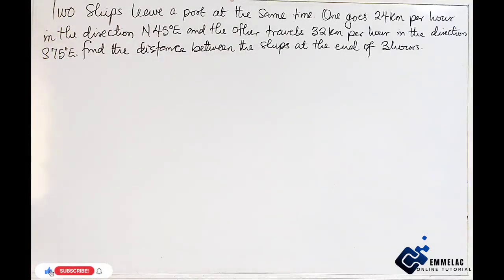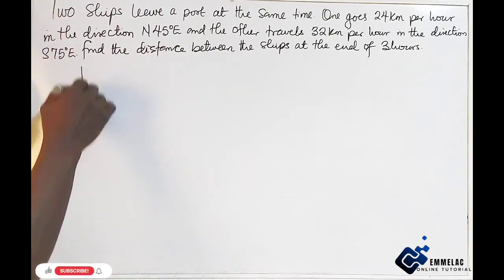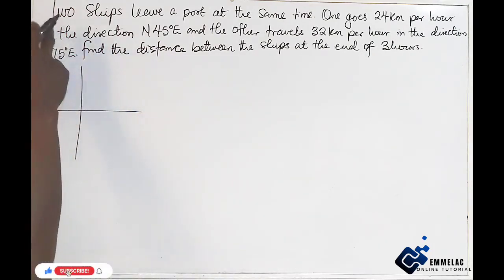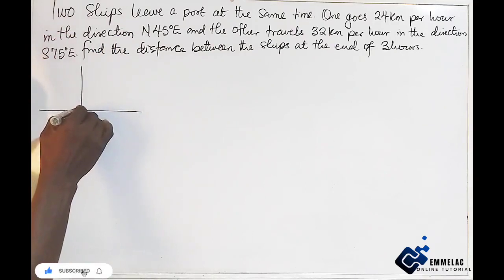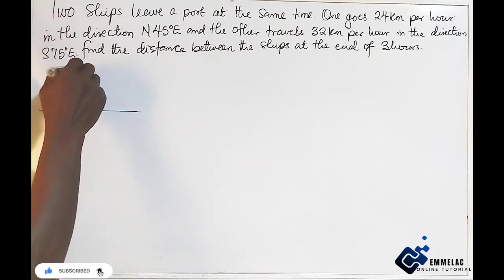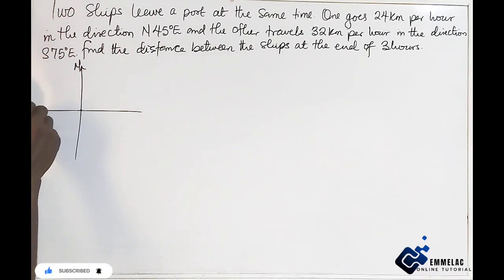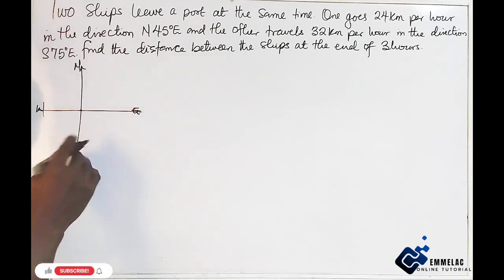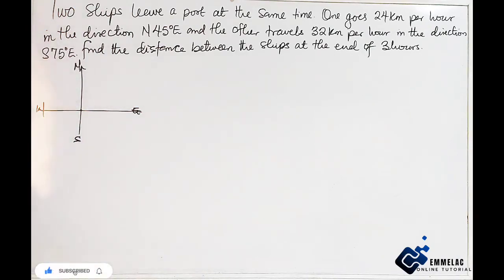Now, first of all, let us draw out the bearing diagram of this problem, and this will help us to know how to solve the problem. Take note that these two ships are leaving this port at the same time. This is our north, this is our west, this is our east, and this is our south.